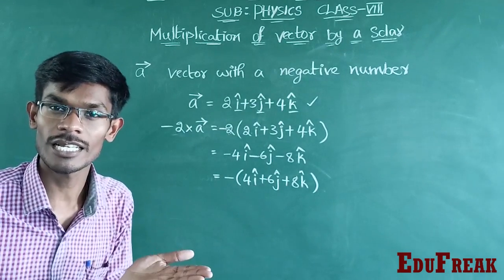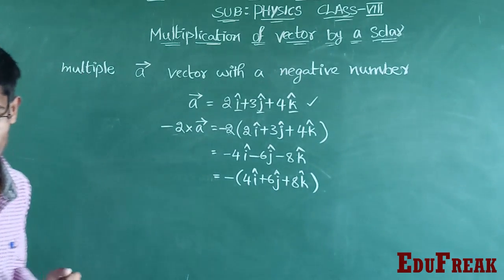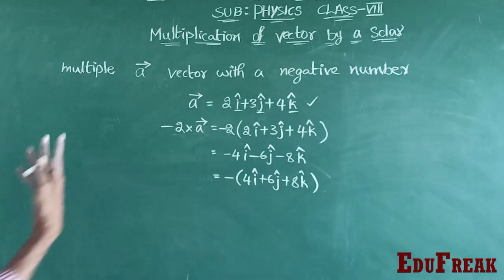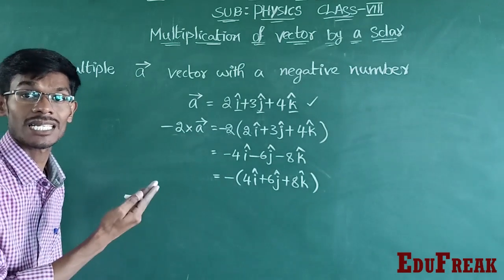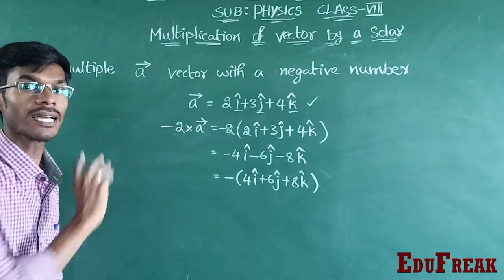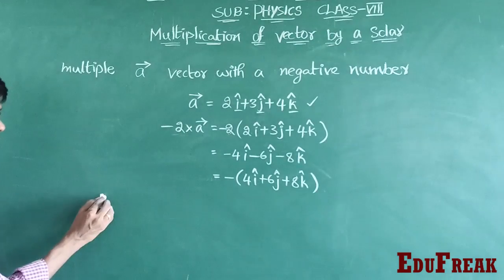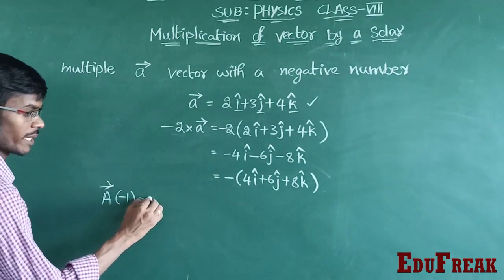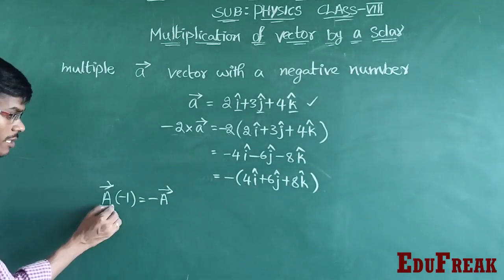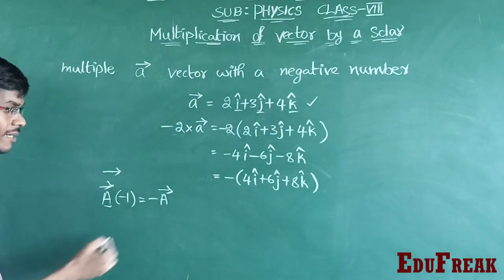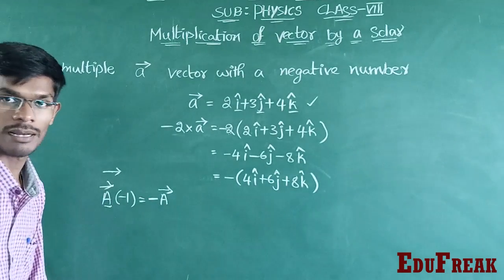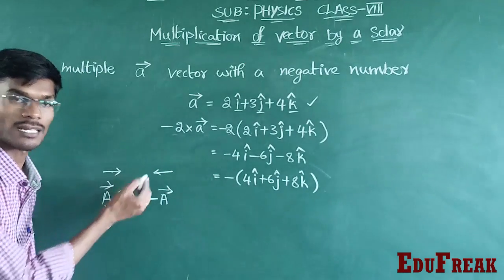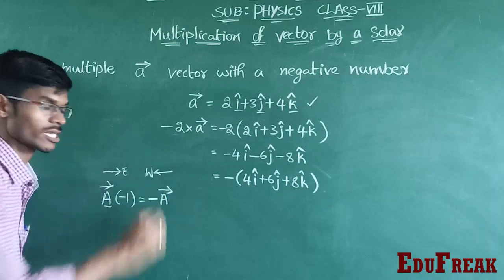In which direction? It is becoming opposite. So here, if a vector is multiplied by a negative number, then the resultant vector direction is opposite to the direction of the given vector. Here a bar is multiplied with minus 1, then this will be minus a bar. If you consider this is towards east direction, then if you are multiplying with a negative number, this direction will become opposite to the direction of east. Suppose this is east, then this will be west direction.